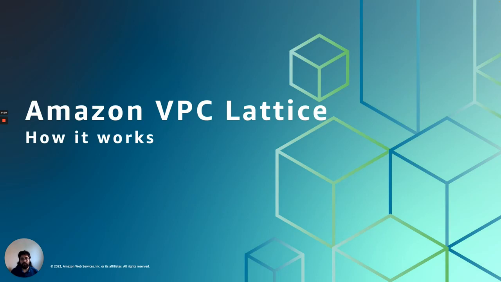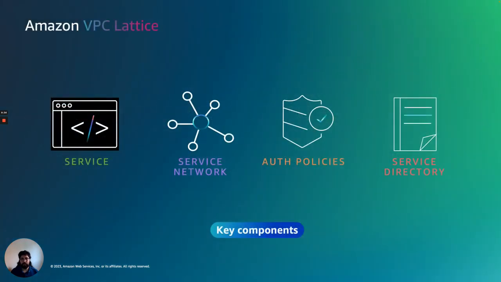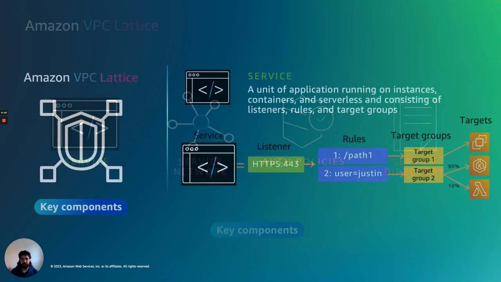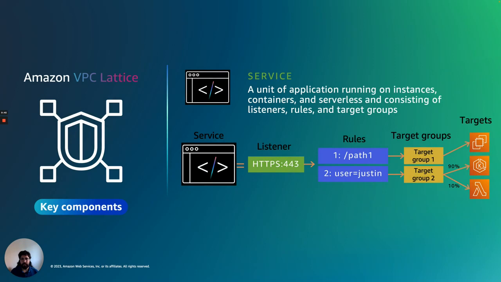Now, let's see how Amazon VPC Lattice works. There are 4 key features in VPC Lattice: services, service network, health policies, and service discovery. A service is a unit of application. It can be built on any compute and can live in any VPC or account. It consists of listeners, rules, and target groups. This is very familiar with AWS Application Load Balancer.